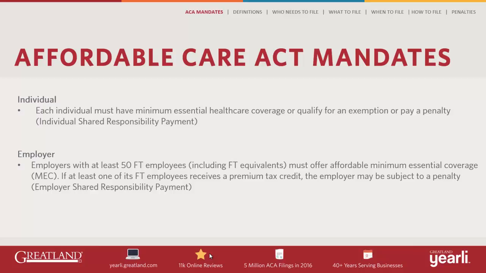The employer mandate states that employers with at least 50 full-time employees, including full-time equivalent employees, must offer minimum essential coverage that is affordable and provides minimum value to its full-time employees and their dependents. If at least one of its full-time employees receives a premium tax credit, the employer may be subject to a penalty. The name of this penalty is the employer shared responsibility payment.